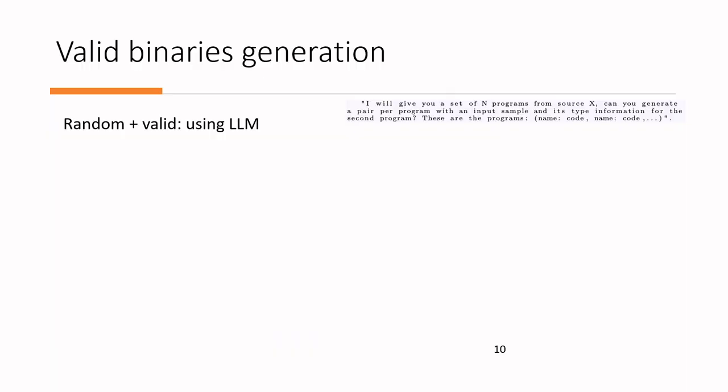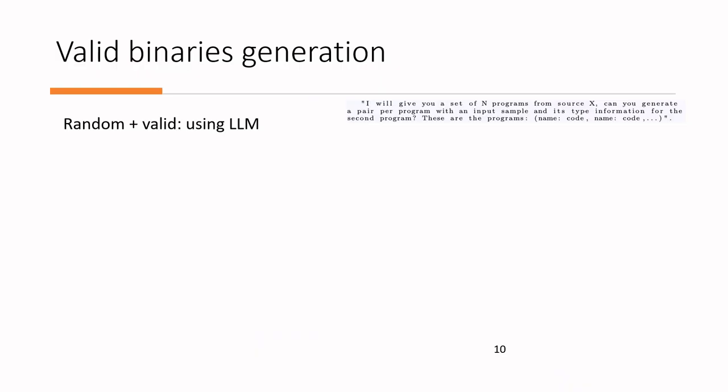So now, how can we generate the initial binary file? How can we make sure that the binary is actually valid and the test case is something that we can compile? We will start with a little bit of randomness based on LLMs. We will provide a prompt to the LLM that you can just read here. I will give you a set of n programs from a source X. Can you generate a pair per program with an input sample and its type information for the second program?